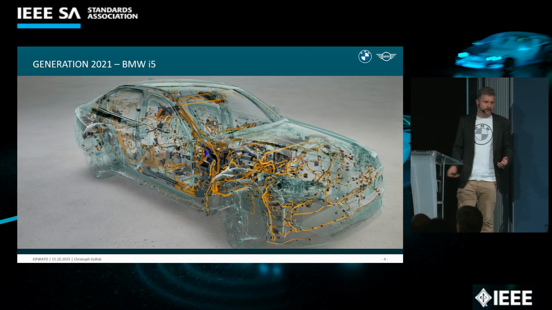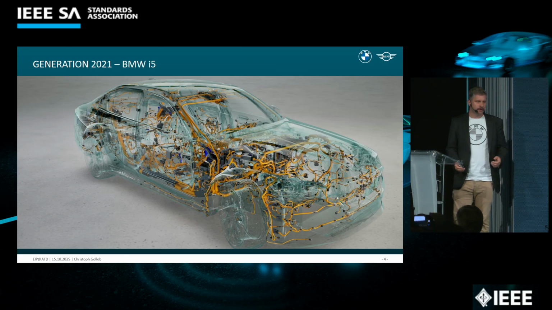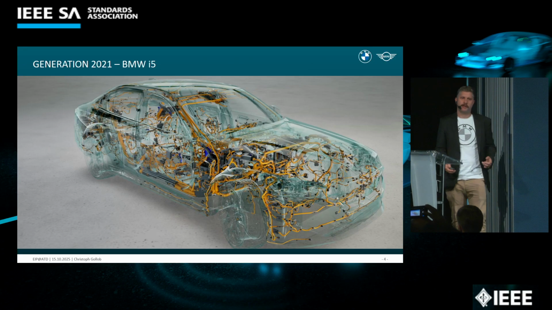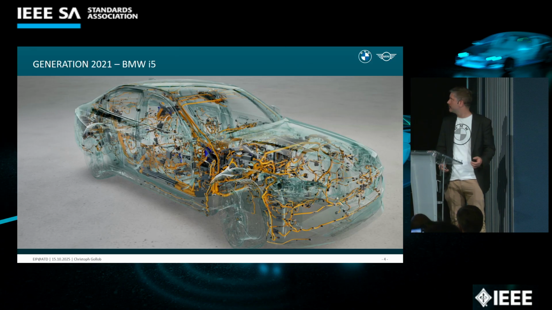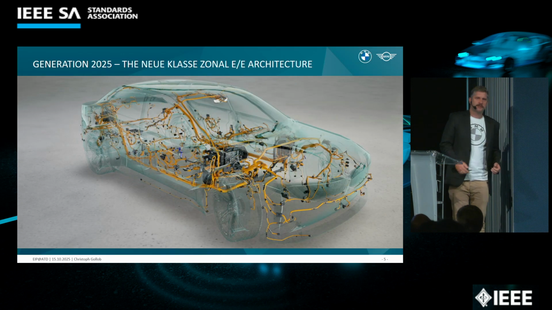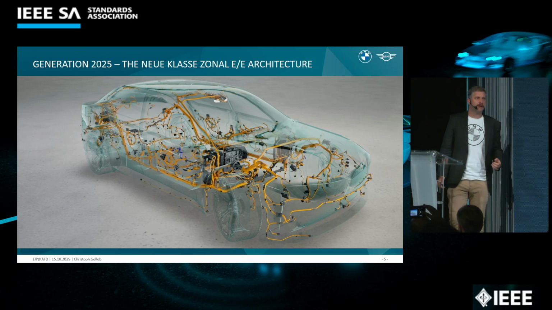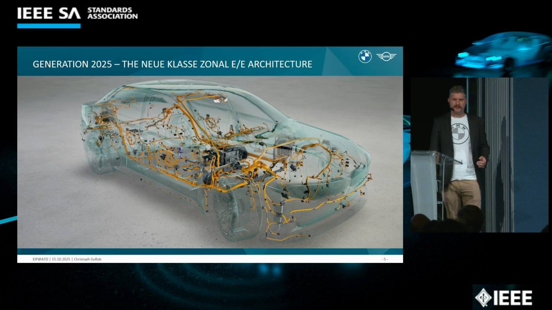To see that this is already working pretty well, here is the picture of our 2021 model year. It's not old, a BMW i5. And you see the cabling within the car. This is our pre-zonalization wiring harness. And now you see a picture of the Neue Klasse architecture, the car you have seen at the IAA this year. Here it's in the shape of the coming 3 Series. You see the difference. You definitely see a difference, and this is mainly coming from power.